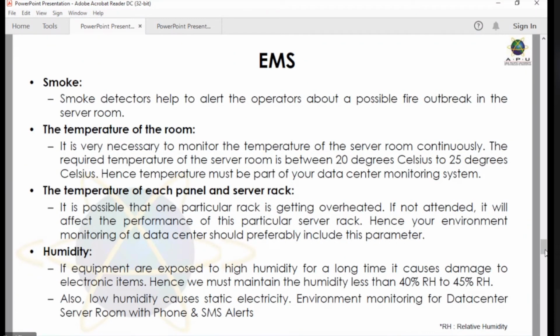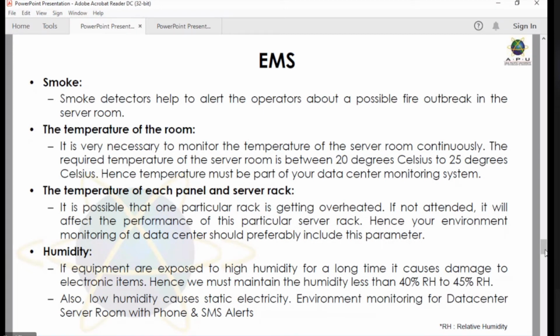So in EMS, what do we focus on? Which components do we focus on? The first is smoke. Okay, smoke detector. We also need this one. In EMS, a smoke detector is a component to help alert operations about a possible outbreak of fire in the server room. Second is the temperature of the room.